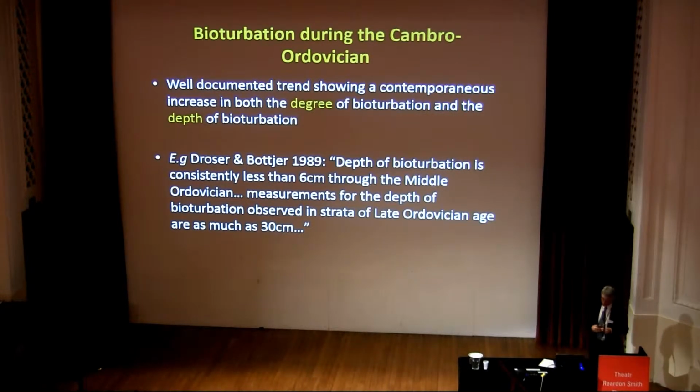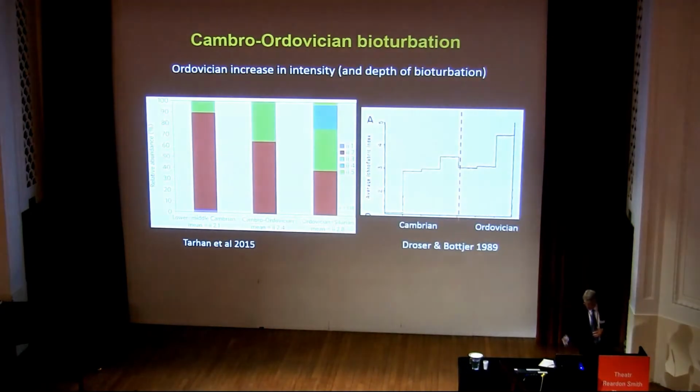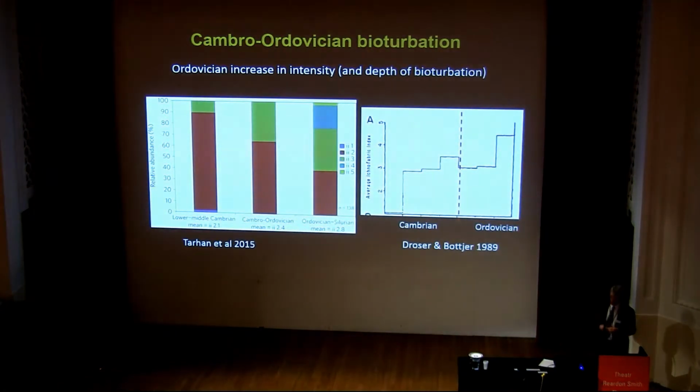And Droser and Bottjer, just to quote, depth of bioturbation is consistently less than 6 centimetres through the middle Ordovician. Measurements for the depth of bioturbation observed in strata of late Ordovician age are as much as 30 centimetres. So we do see increasing depth and intensity of bioturbation during this interval.